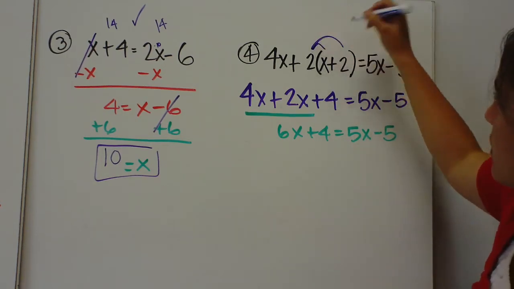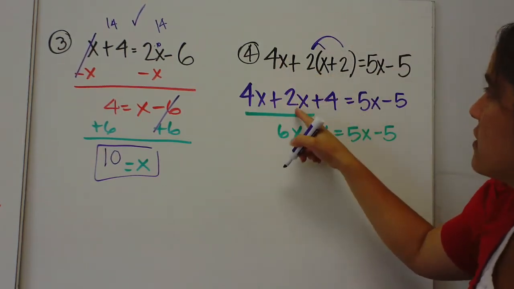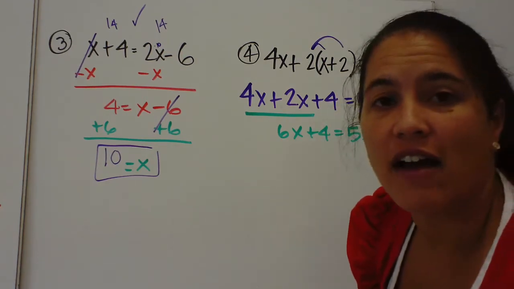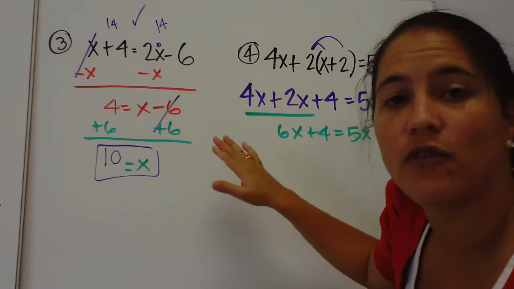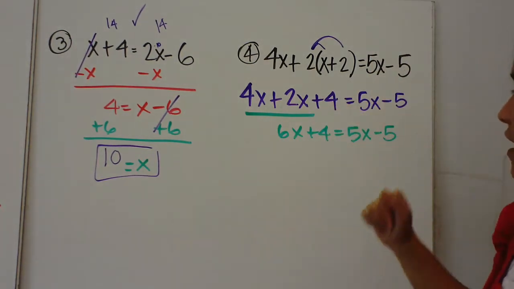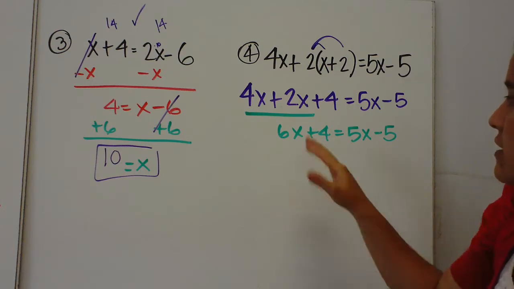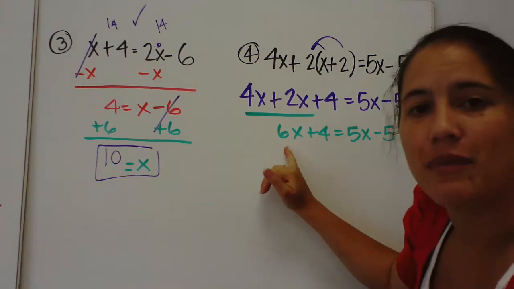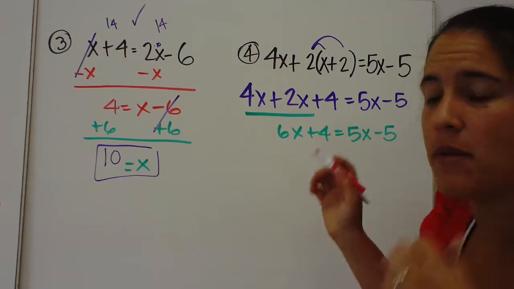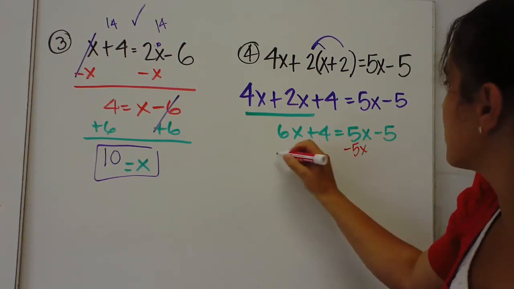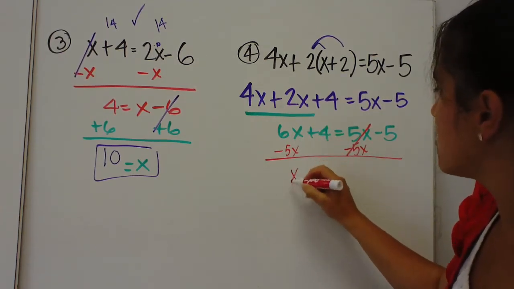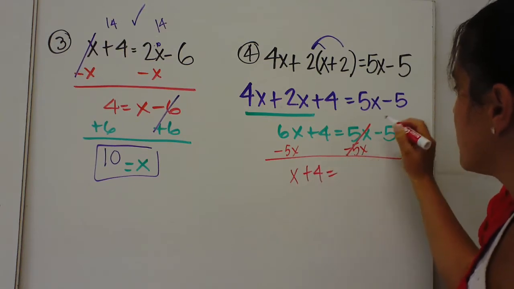First thing we do is we distribute. So I got 2x plus 4. Now I have to combine like terms. So I combined 4x plus 2x, and I got 6x. And then I brought everything down. Now I'm going to start the solving process. So I'm looking. If I do minus 6 and bring it over here, that's going to give me a negative. So this time I'm going to do minus 5x, and 6x minus 5x is 1x. And then I bring everything else down.